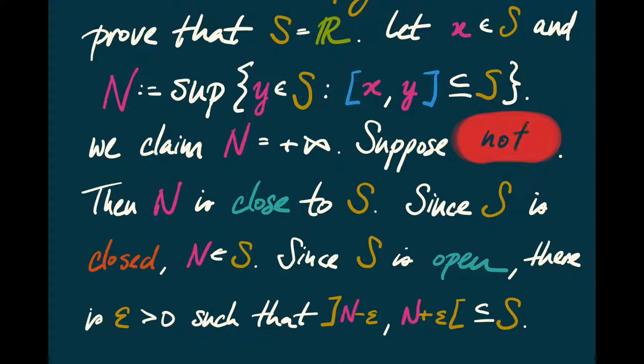Suppose not. Well, in that case, n is close to S. That's because n is the supremum of a set of points inside S. Now, since S is closed, it follows that n is an element of S. On the other hand, S is open, so it follows that there is an epsilon greater than zero such that the open interval from n minus epsilon to n plus epsilon is contained in our S. But that's quite awkward, because after all, n plus epsilon is greater than n.